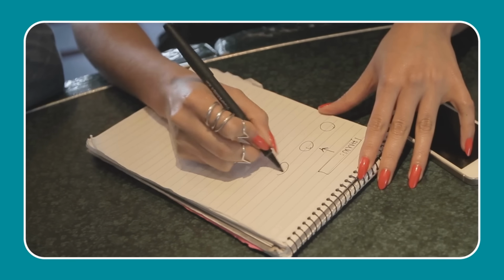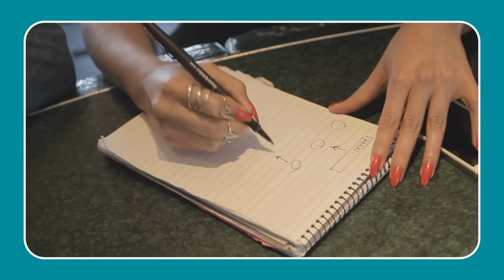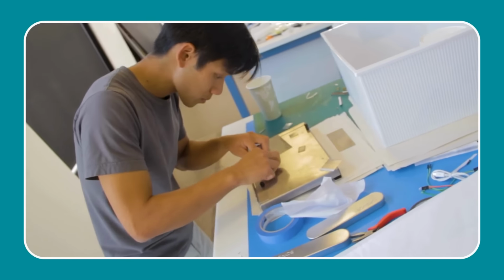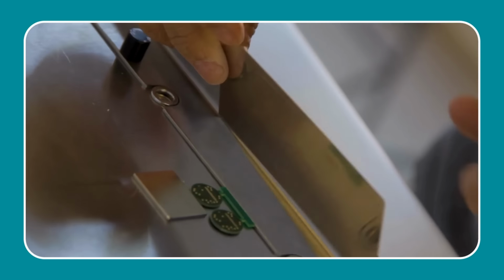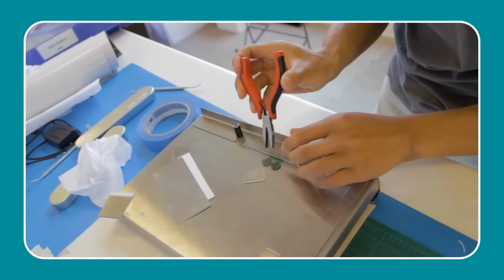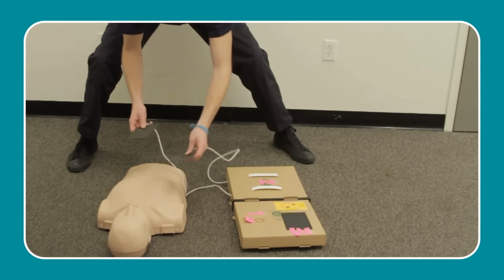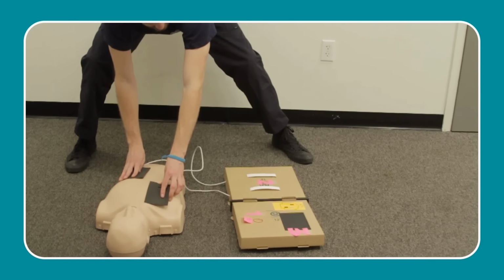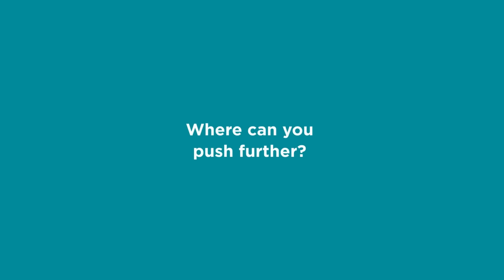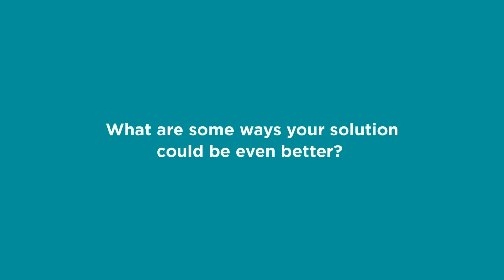And remember, keep iterating. Iteration is key to design thinking. Most great products and services don't emerge fully formed. They evolve through multiple cycles of prototyping, testing, and refining. Even once your idea is out in the world, it's never truly finished. There are always opportunities to improve. So, ask yourself, where can you push further? What are some ways your solution could be even just a little bit better?